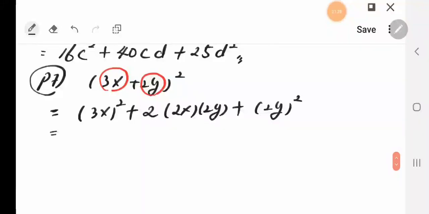And then simplify each term. So 3 times 3 is 9x squared, plus 2 times 2 is 4, 4 times 2 is 8xy. The last term, 2 squared is 4, and y squared.